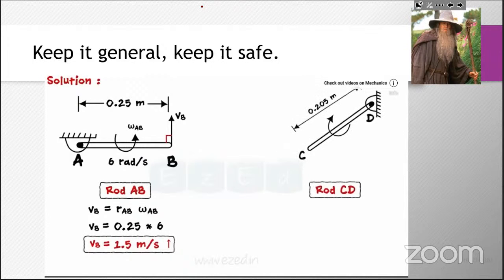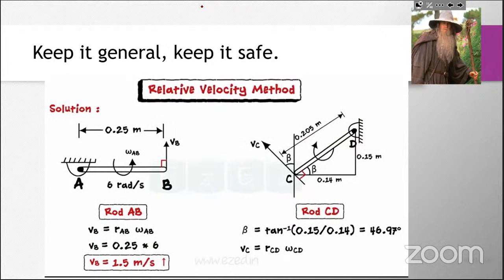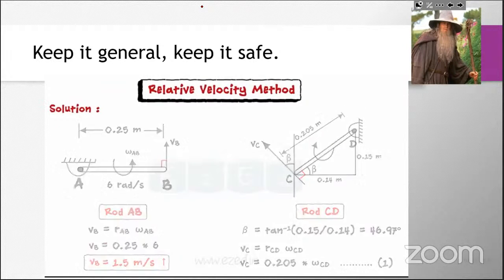Consider rod CD. Rod CD rotates about a point D, so the direction of velocity at point C would be perpendicular to the radial distance CD. Let beta be the angle made by VC with the vertical. From the geometry, the value of beta is 46.97 degree. Therefore, using relation between linear velocity and angular velocity, on substituting the values, we get equation 1.